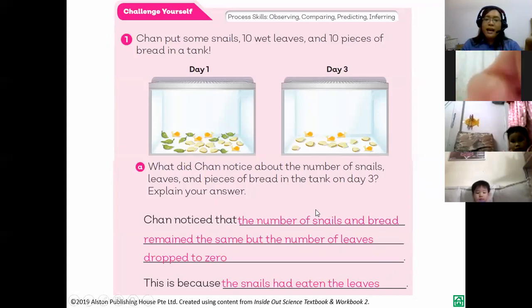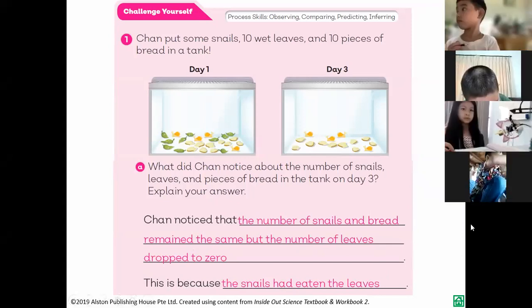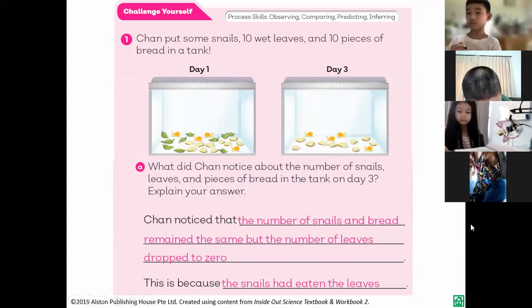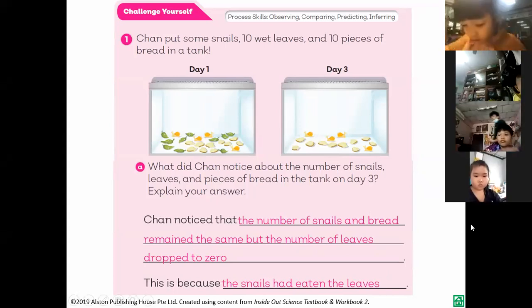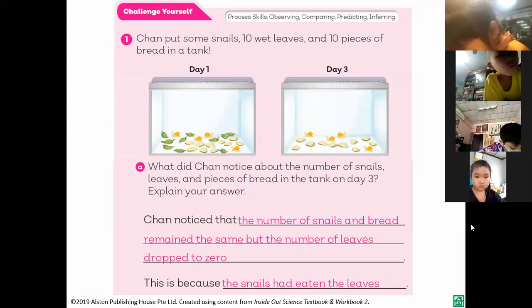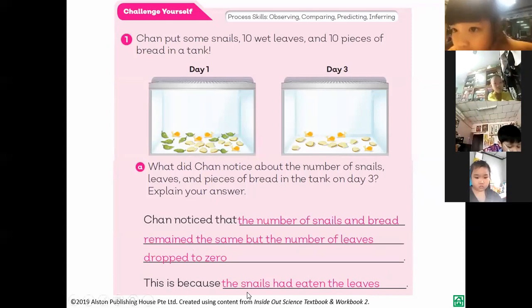Chan noticed that the number of snails and bread remained the same, but the number of leaves dropped to 0. This is because the snails had eaten the leaves. Okay, the reason why there's no leaves is because the snails had eaten the leaves. So copy this one.